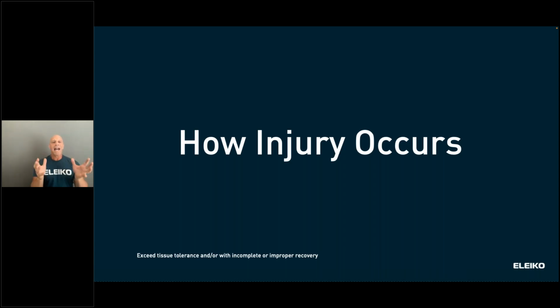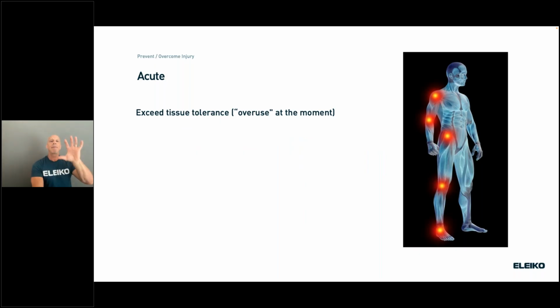So now, how do injuries occur? We've talked about how the body moves, and we've talked a little bit about stress in a recap. So from an acute standpoint, injury occurs, as we talked about, because it exceeds tissue tolerance. It's an overuse. We've overused the tissue. We've exceeded its capacity in that moment.